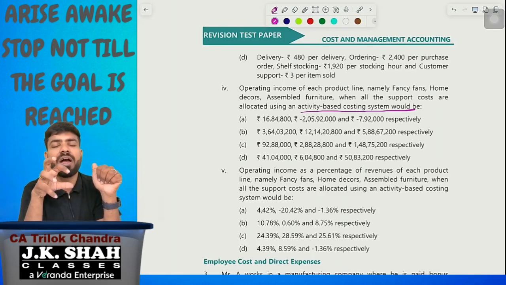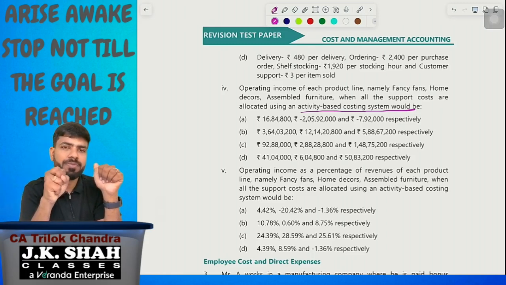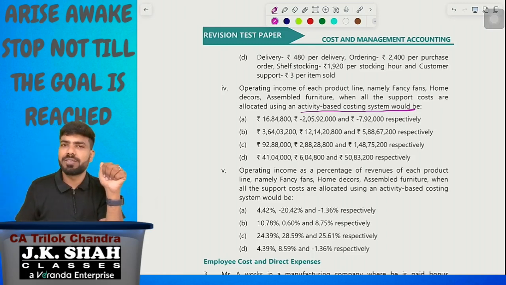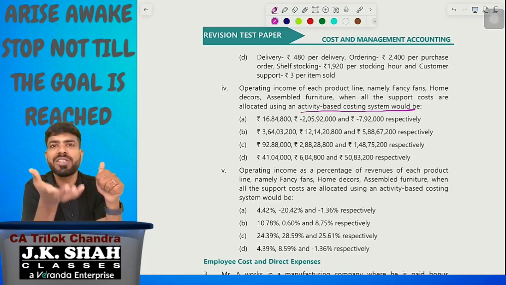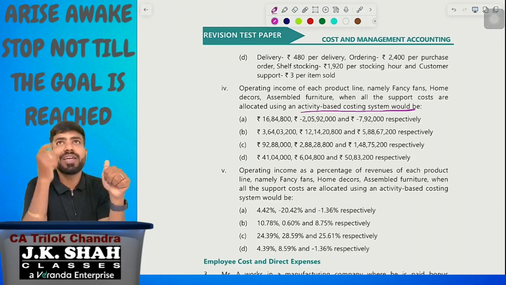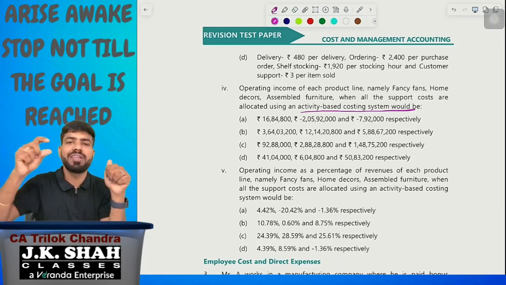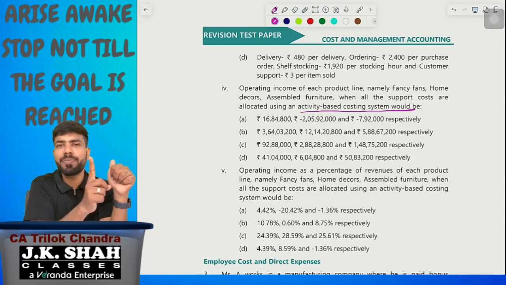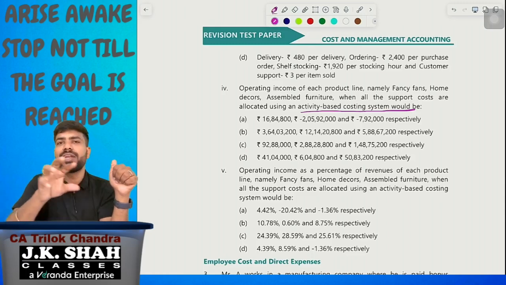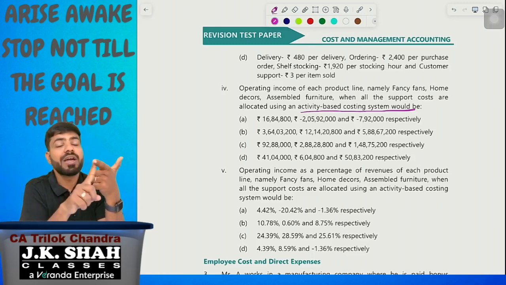They're asking to apportion the support cost using activity-based costing. We have to go activity wise. First activity is customer assistance. What is the base? Items sold. First we'll take all the 3 products, 1 rupee per item sold into number of items, and we'll get the cost.